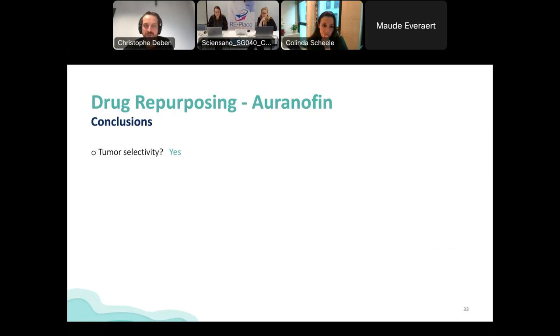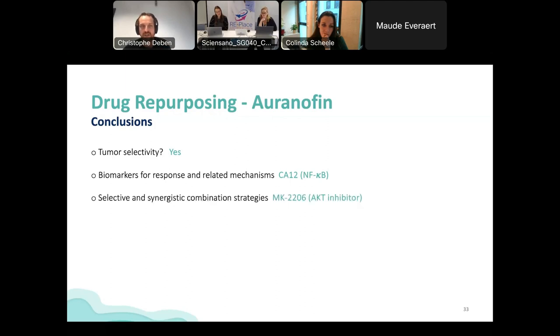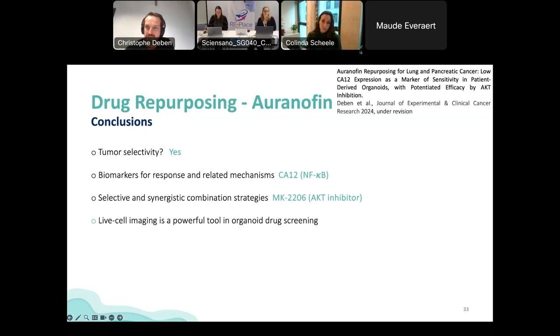So from this single screening, we really got a lot of information. We showed tumor selectivity. We identified single biomarkers, but also predictive signatures. We also identified the most effective and selective synergistic combination strategy with the actin inhibitor MK2206. And of course, we show that live cell imaging is a very powerful tool for organoid drug screening. And this paper is now under revision. So hopefully it will also be available soon for you.